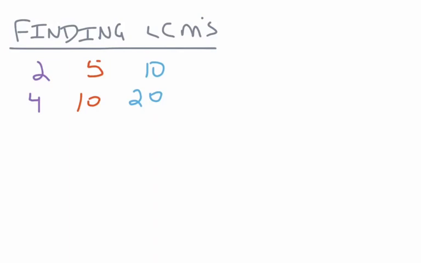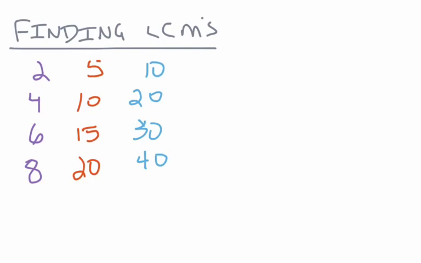Take 2, my third multiple will be 3, so I will have 6. 5 times 3 gives me 15. And then 10 times 3 will give me 30. Alright, still I don't have a number that appears in all three columns, so I'll go on to my fourth multiple. 2 times 4 gives me 8. 5 times 4 gives me 20. And 10 times 4 gives me 40.